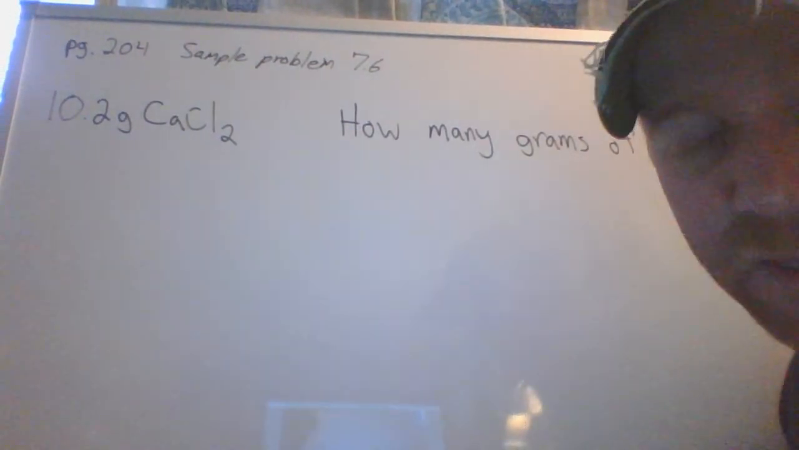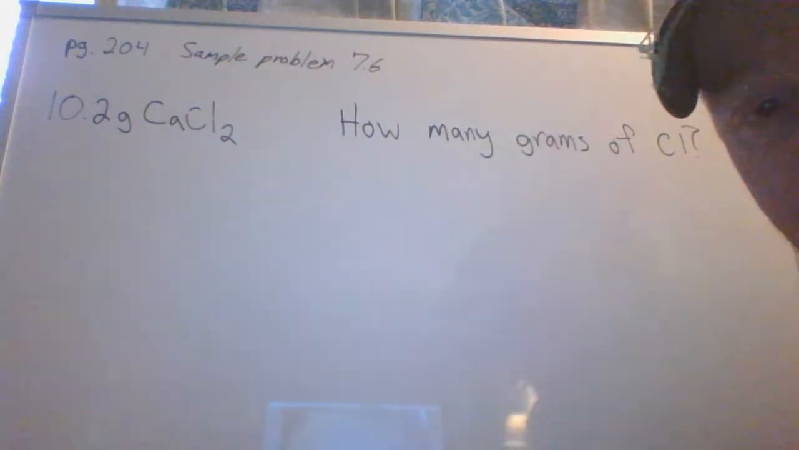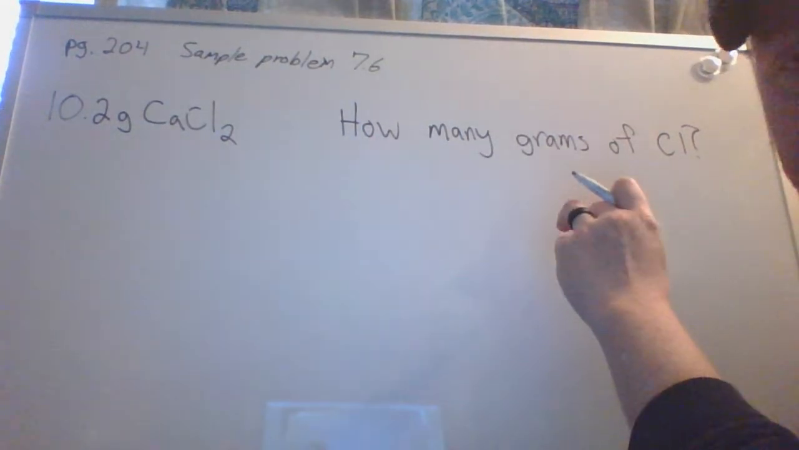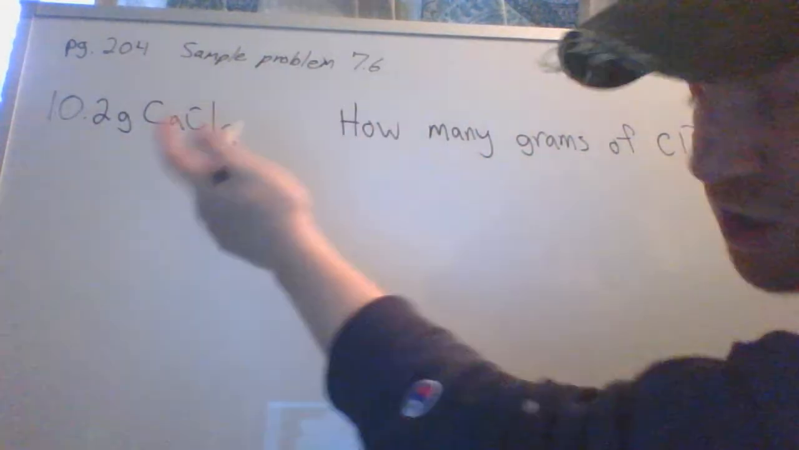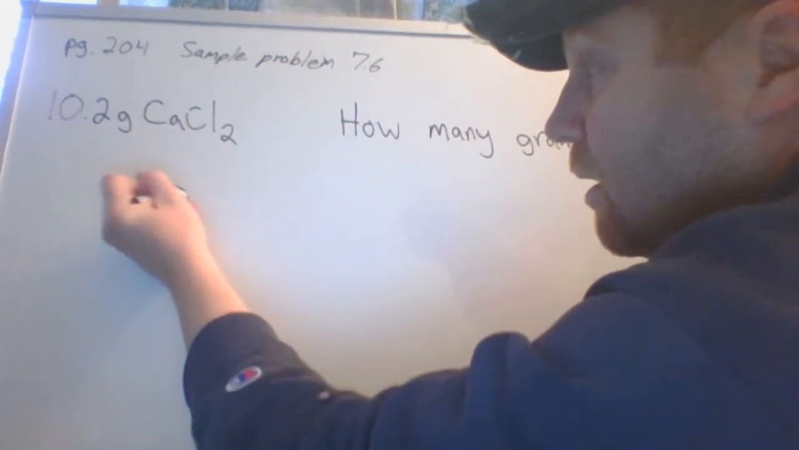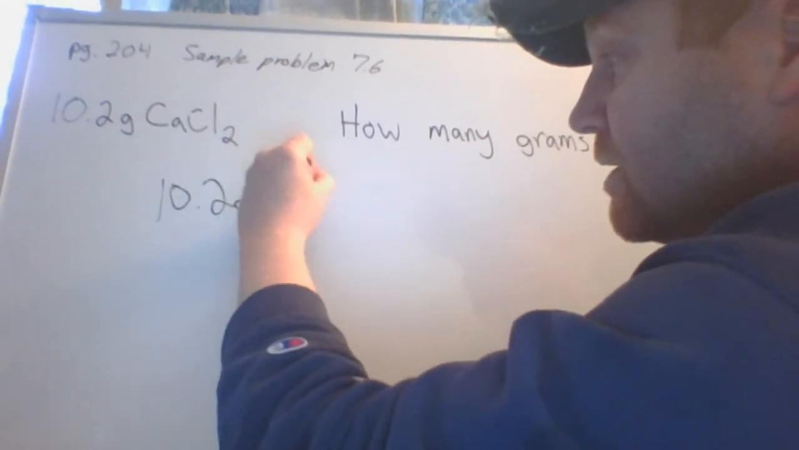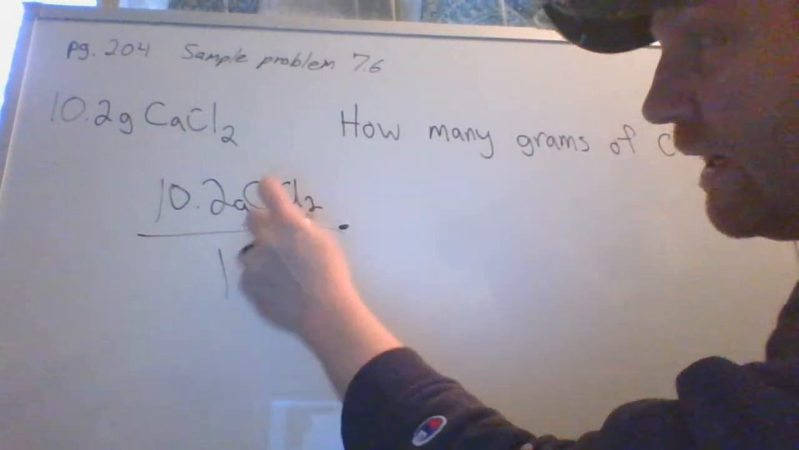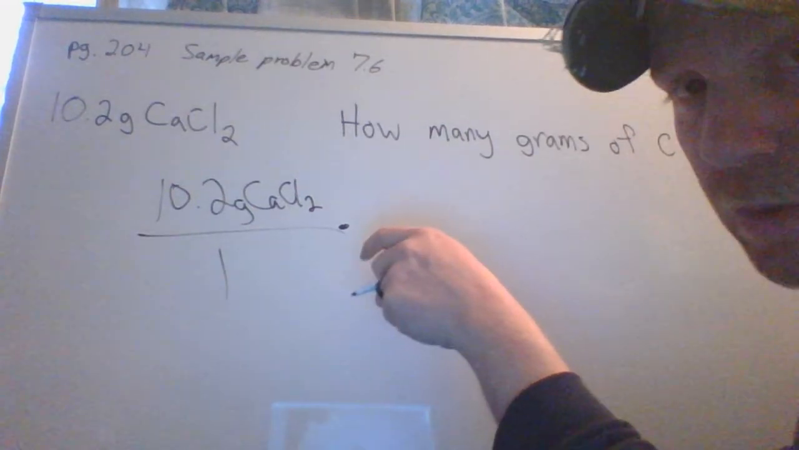Okay, I had to pause that because I forgot the molar mass of CaCl2. I didn't have it off the top of my head. So let's do this entire solution. It's multi-step, but we can do it all at once. We're going to start with our initial measurement, 10.2 grams of CaCl2. Going to put that over 1. There's our initial measurement. We're going to get grams of calcium chloride into moles using the molar mass.